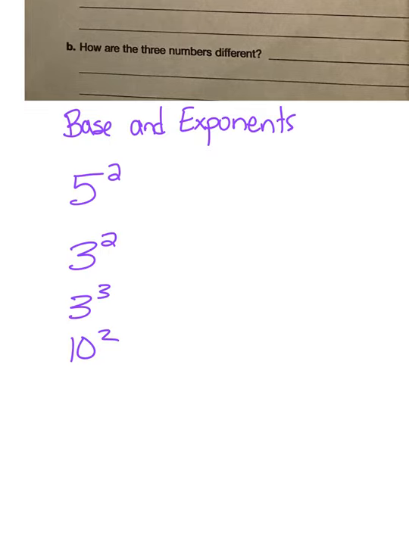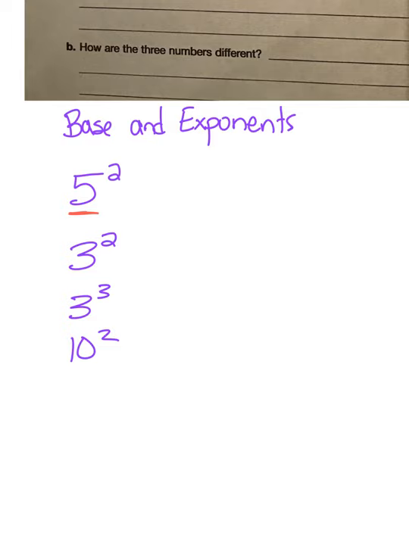Here we have some numbers that look rather unusual. Okay, we have base and what's called the exponent. In this first one, we see the 5. This would be what we call our base number. The 2 is the exponent. And the exponent has a very special purpose. It tells us how many times we're going to multiply that base. We read this as 5 to the second power.